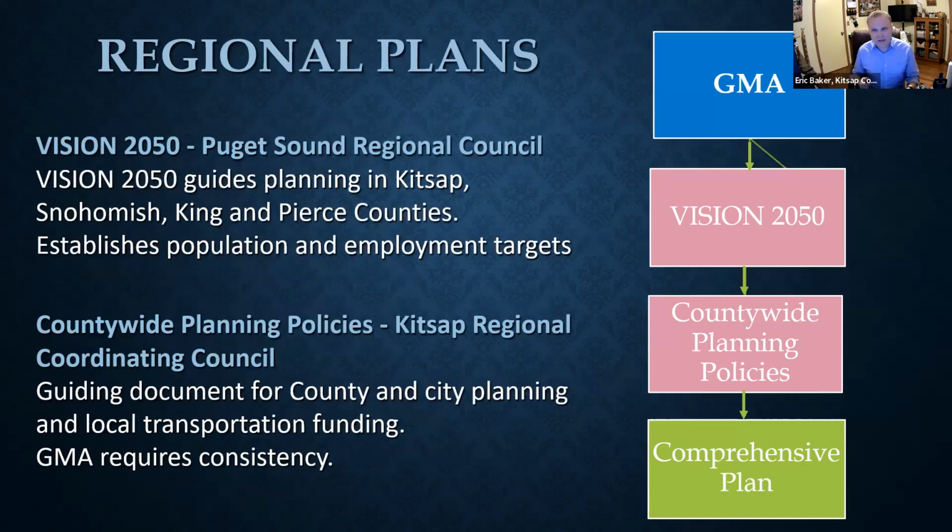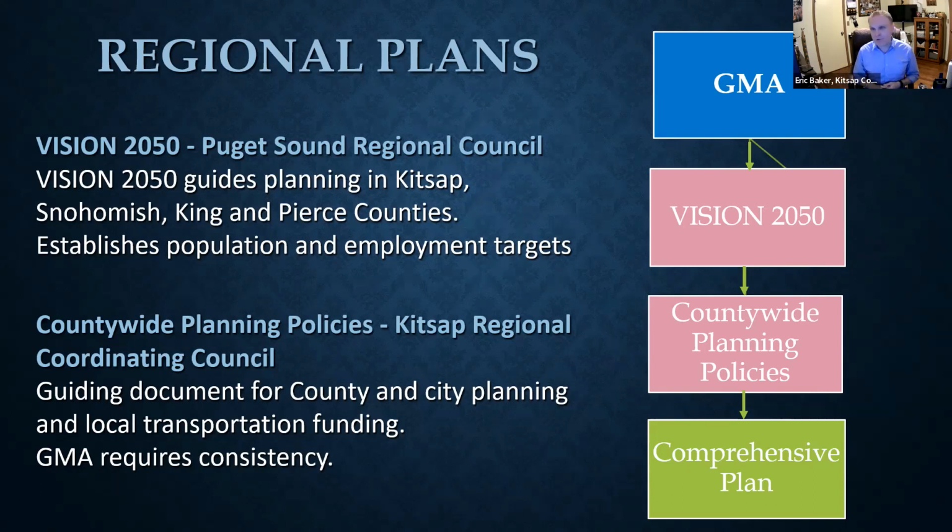The comprehensive plan is informed by, again, the Growth Management Act you see at the top, but also by two regional plans. The first of which is Vision 2050, which was developed by the Puget Sound Regional Council, of which Kitsap County and its cities are members. That establishes population and employment targets, as well as a lot of goals and policies related to housing, protection of the environment, transportation, transit, things like that. And we need to be consistent with those regional goals that cover Kitsap, Snohomish, King, and Pierce counties.